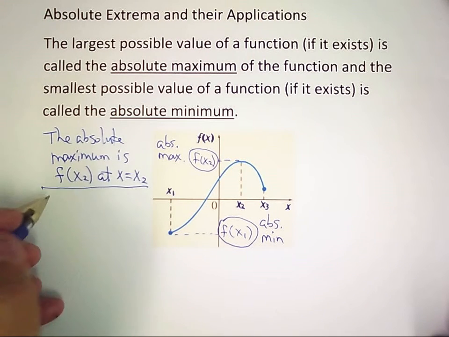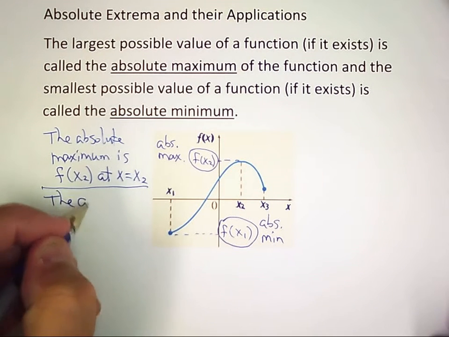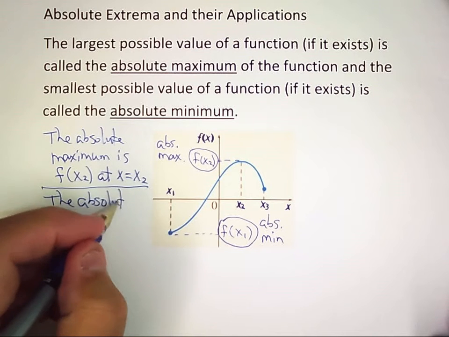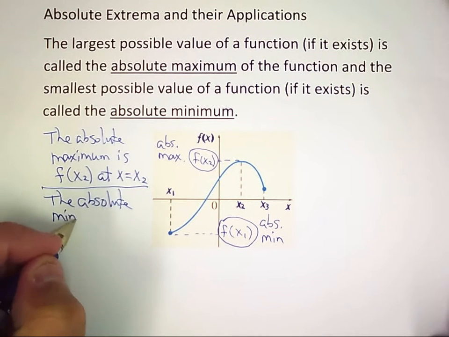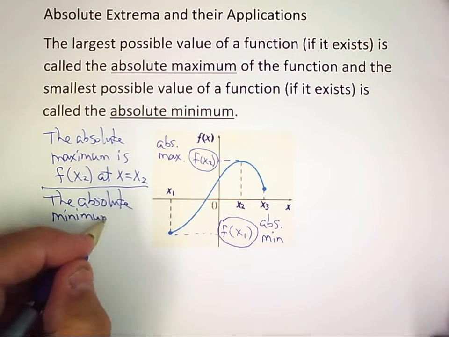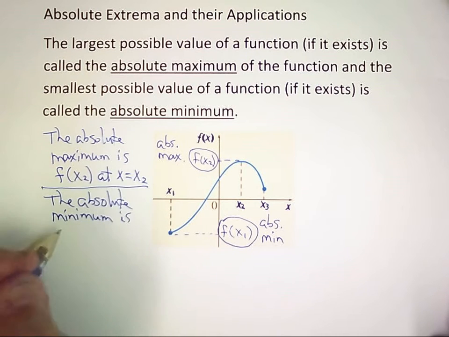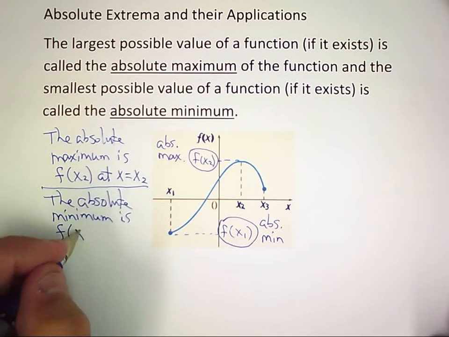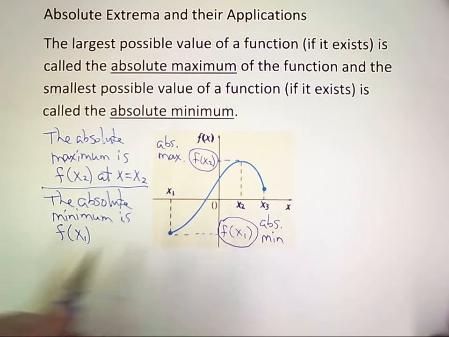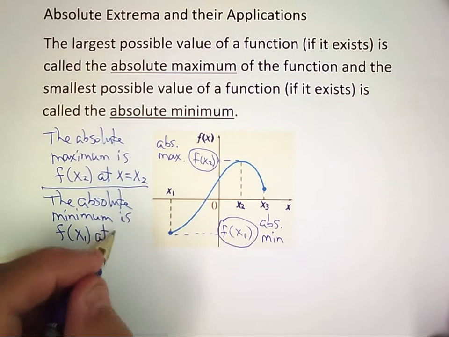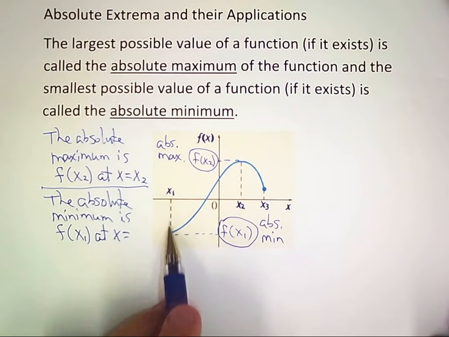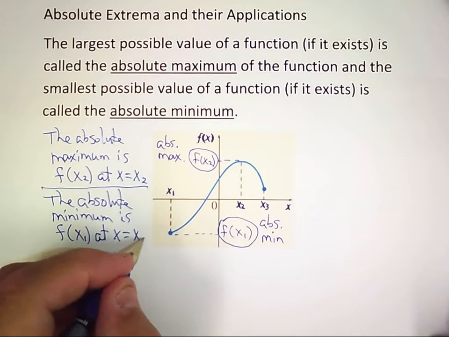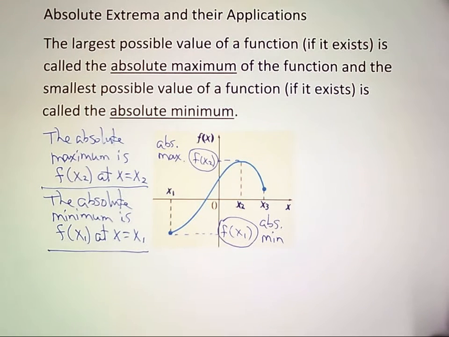So we could say the absolute minimum is f of x sub 1. In other words, this y value. And it occurs at x equal whatever the x coordinate of that point is, in this case x sub 1. It's a very simple concept.